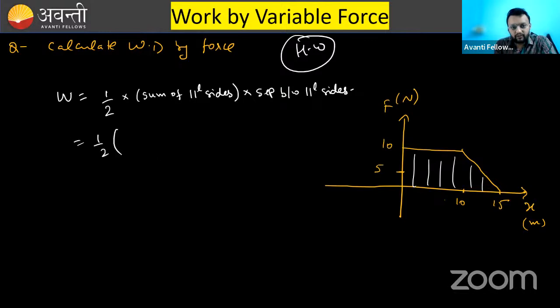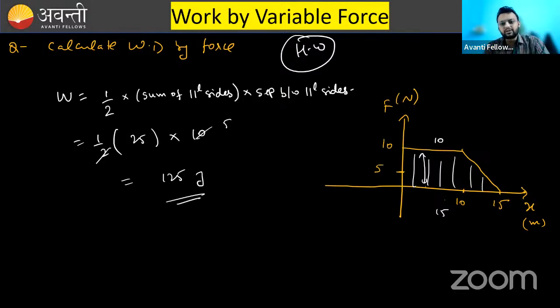So I hope you can see that sum of parallel sides means these two sides are parallel. This is 10, this is 15. So sum of parallel sides is 25, multiplied by separation between parallel sides, from this place to this place. This is the separation, and this separation is 10. So you will get 125 joule. This is a simple question, I hope you have got the answer. Now moving further. That's the answer, 125 joule.